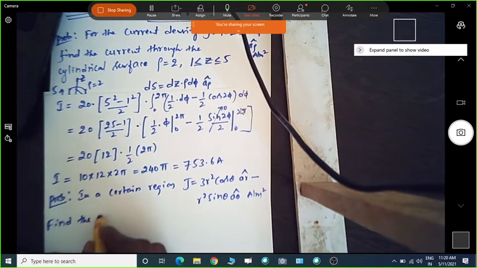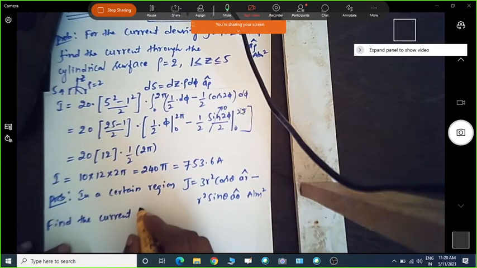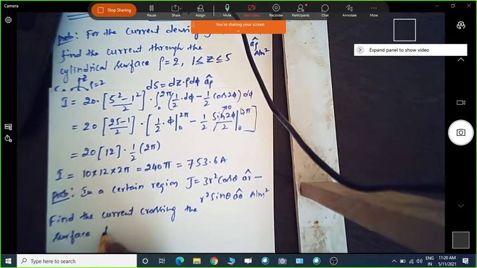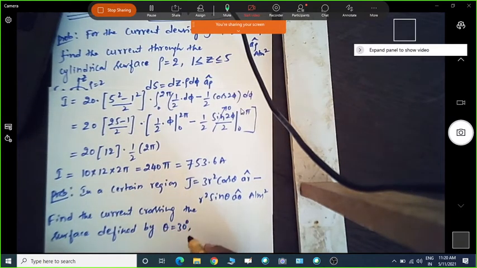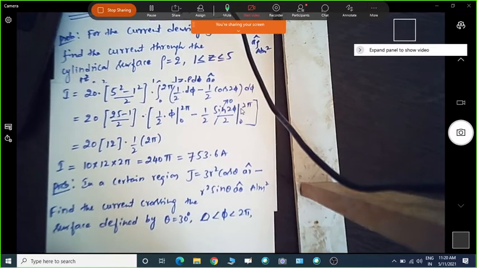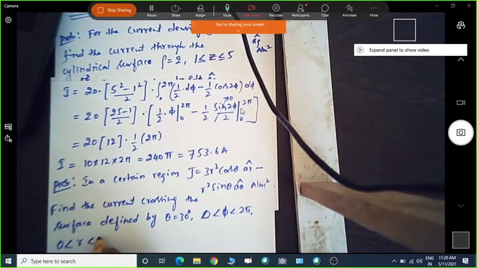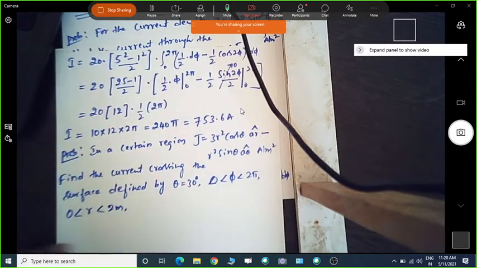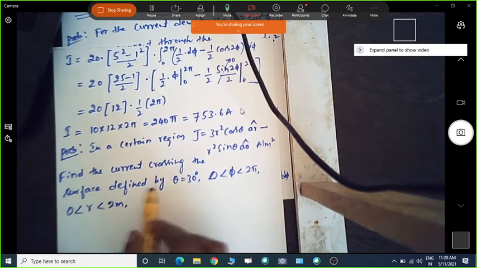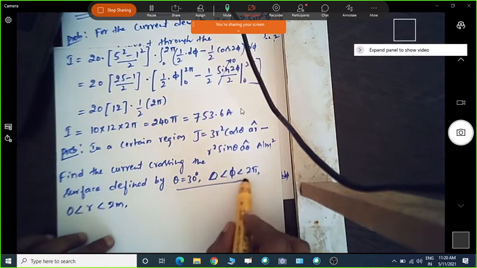the current. Find the current crossing the surface defined by theta equal to 30 degree, which is constant, phi variation is 0 to 2 pi, and r variation is 0 to 2 meter. So it is in the spherical region, in spherical coordinates. Now the J is given, so you have to find out the current crossing this surface.